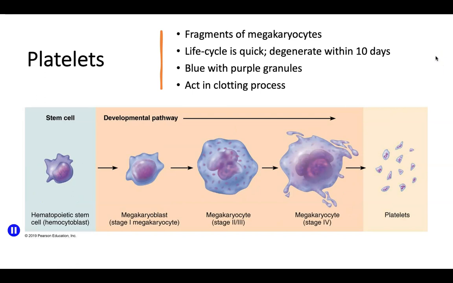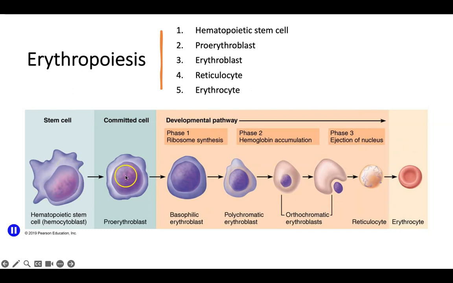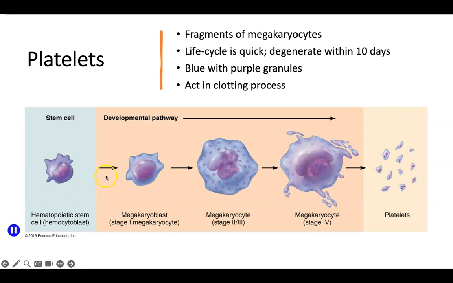Here we go with platelets. So platelets, you can see they start again with that hematopoietic stem cell. They're going to go along a different developmental pathway. So instead of developing into this proerythroblast like with erythropoiesis, with platelets, it goes along a different pathway. And this stem cell develops into a megakaryoblast, and then to a megakaryocyte.